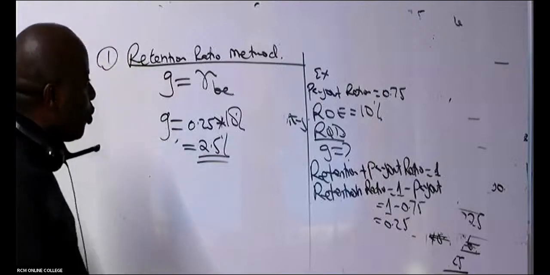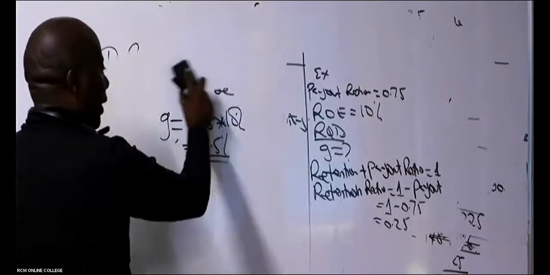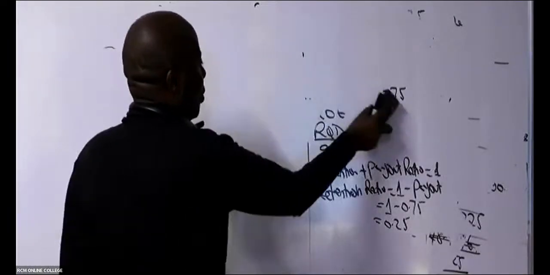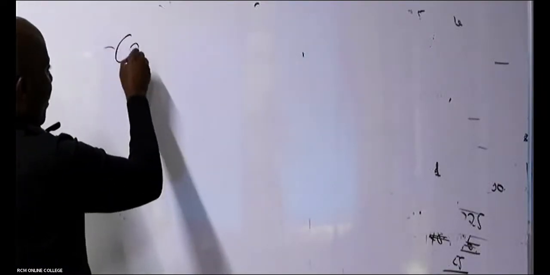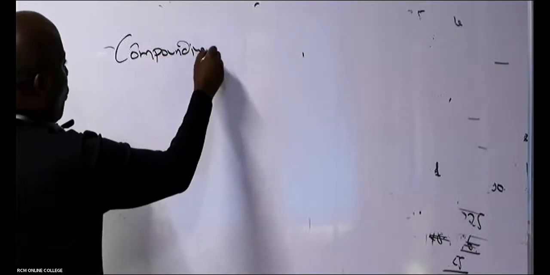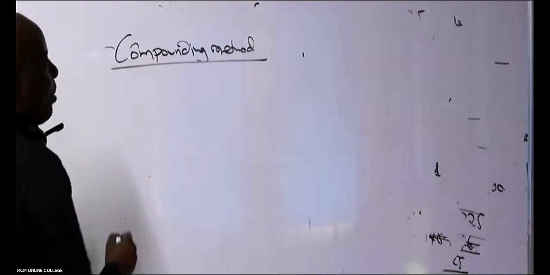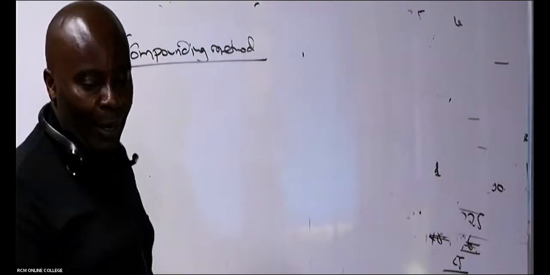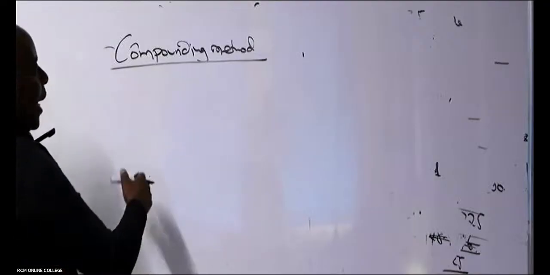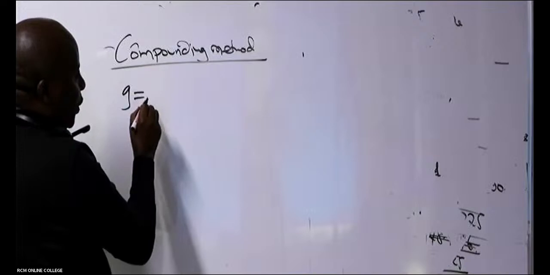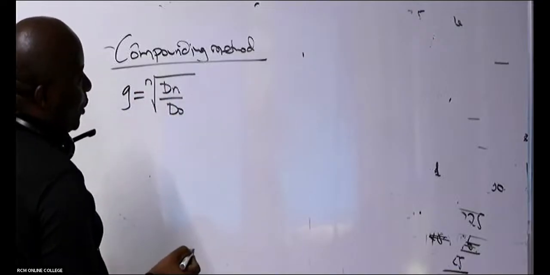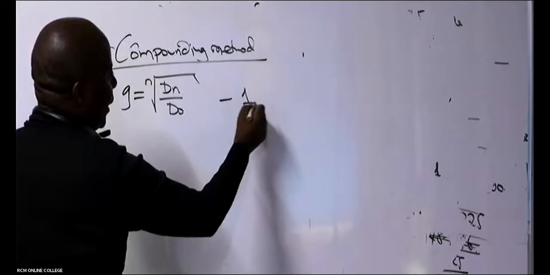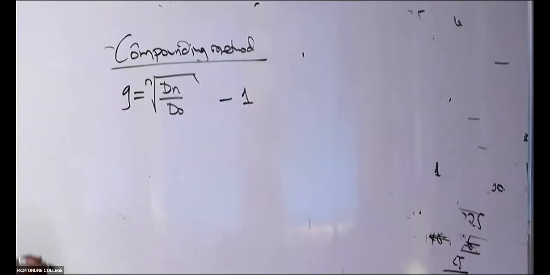And then now number 2, we have what we call the compounding method. Under the compounding method, what are we supposed to remember? We shall compare two dividends. So we have here Dn over D0, and then you take the nth root. Whatever you get, you take away 1, giving the compounding growth rate from the compounding formula.